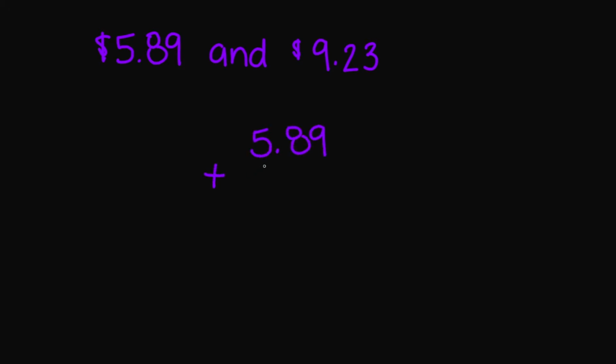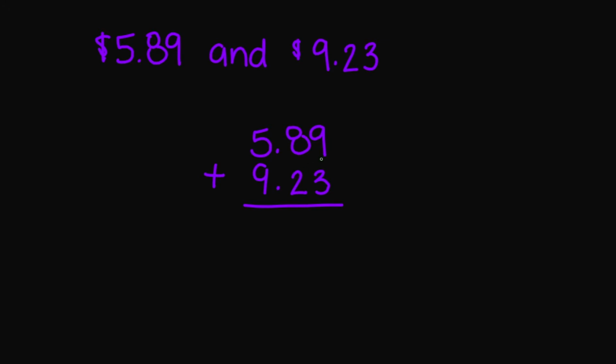All right, let's try $5.89 and let's try $9.23. Let's find the sum of these two dollar amounts. So first I'm going to write $5.89 plus our 9.23. My decimal points are lined up. All of my numbers are here and lined up, so I can go ahead and add.